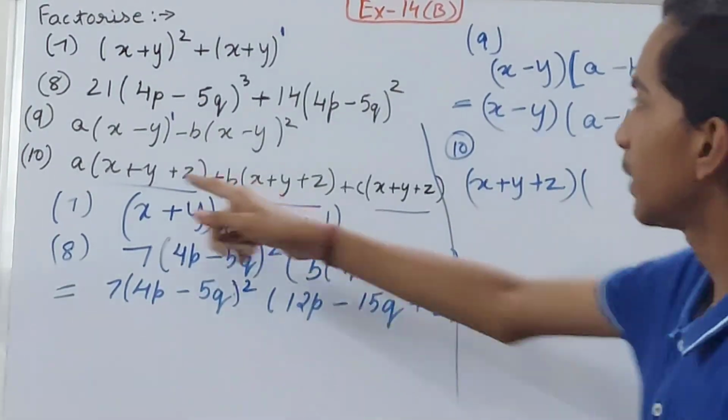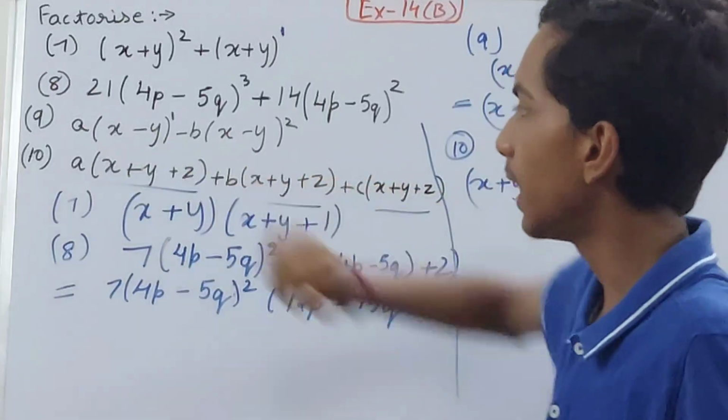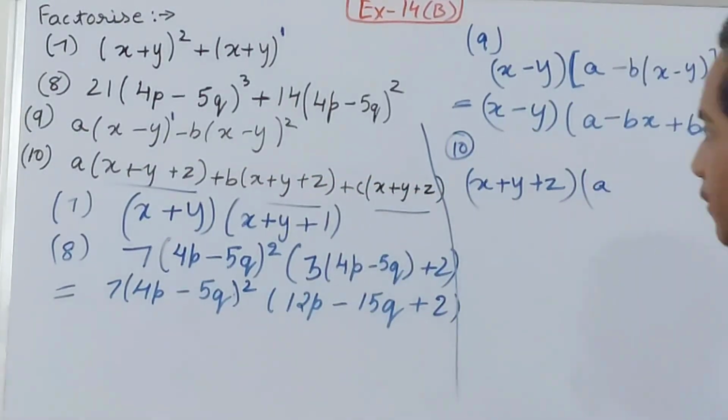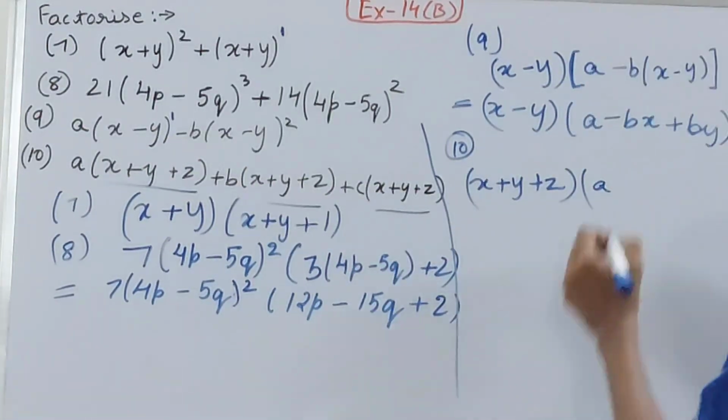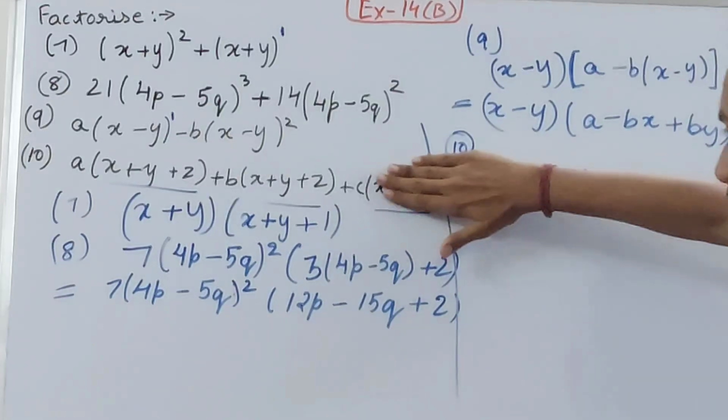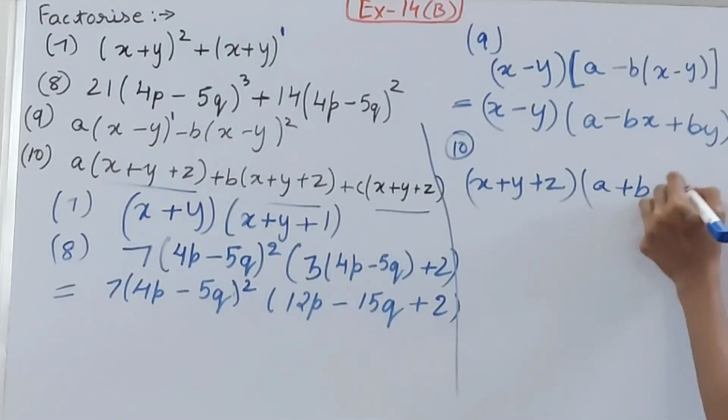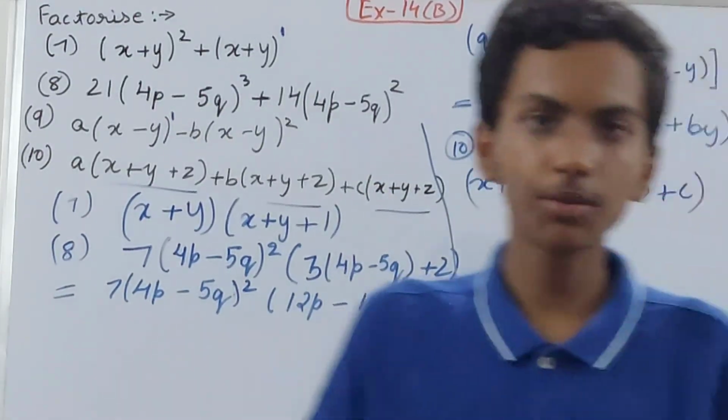Next bracket, x plus y plus z gone, what is left? A, so a. X plus y plus z gone, what is left? B, so plus b. X plus y plus z gone, what is left? C, so plus c. That is your answer. Let's move on to the next part.